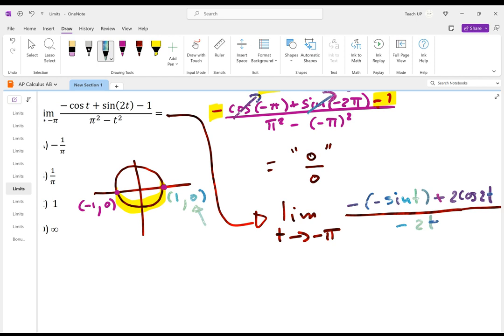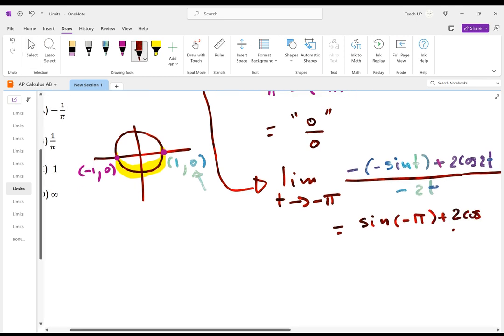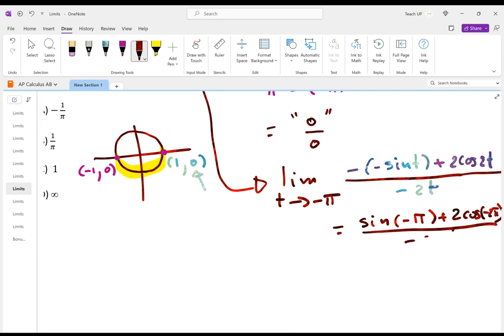All right, now let's go ahead and substitute the value of negative pi into this function. So we are going to get the sine of negative pi plus 2 times the cosine of negative 2 pi, all divided by negative 2 pi. It was negative 2 times negative pi, so those two negatives are going to become a positive.